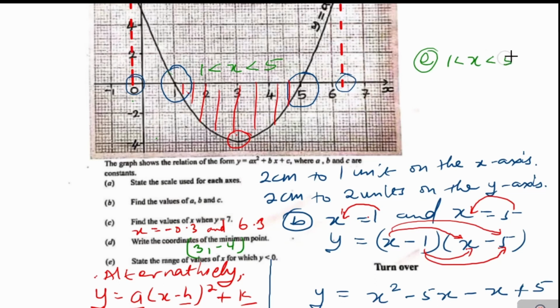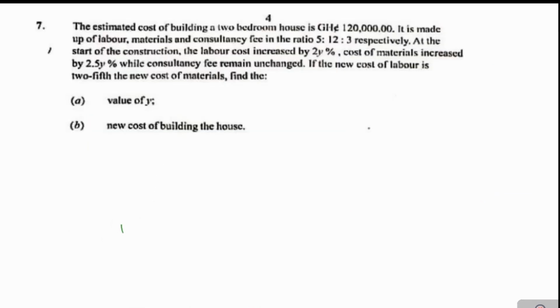1 less than x less than 5, and that answers our question for the E. Let's get to question 7 quickly.